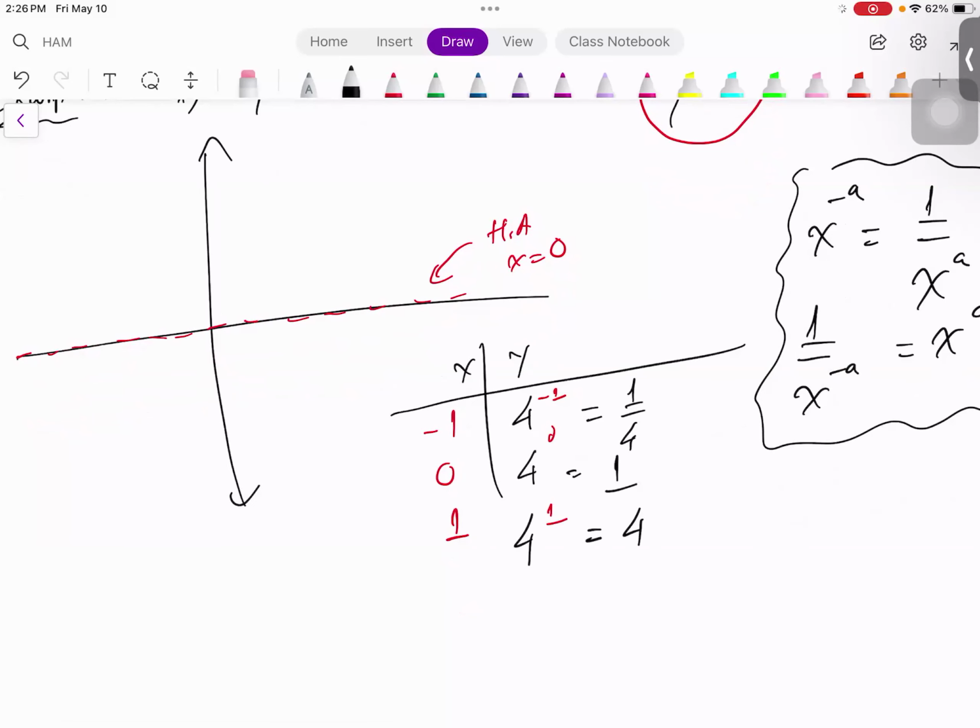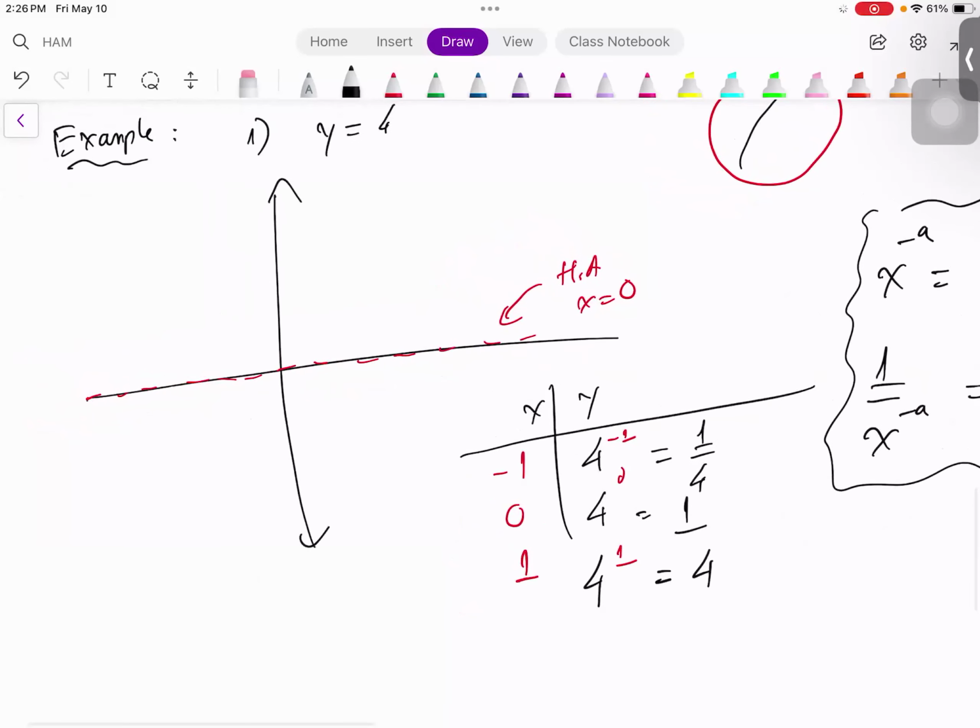Okay. So now we have 3 points already. Remember I said these 3 points represent right at the curve. So that's why I need you to choose these 3 points. Yeah, question.